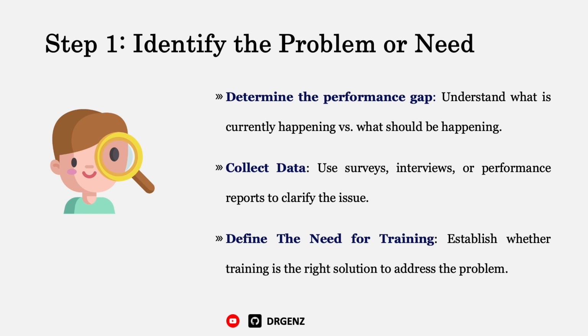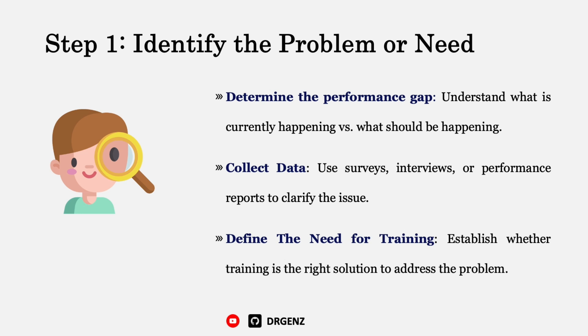Let's look at this example. Employees are not meeting performance targets. The gap is the difference between their current performance and the expected performance. Secondly, you collect data. You are collecting data to validate your identified performance gap. You can do this using surveys, interviews, or performance reports. These data sources help clarify the issue and provide evidence of the gap.